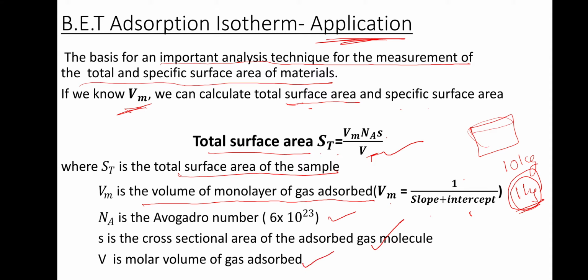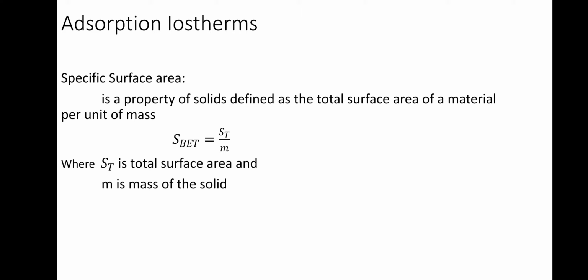So if we know VM, we can find it from the graph of the BET equation. Once we find that out, we can calculate the total surface area, and the total surface area and specific surface area we can calculate.